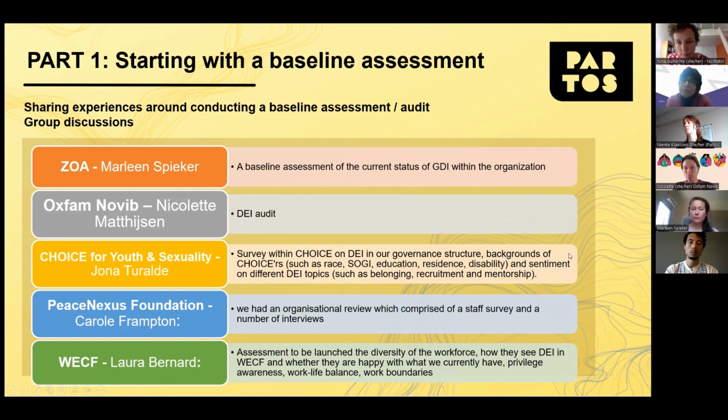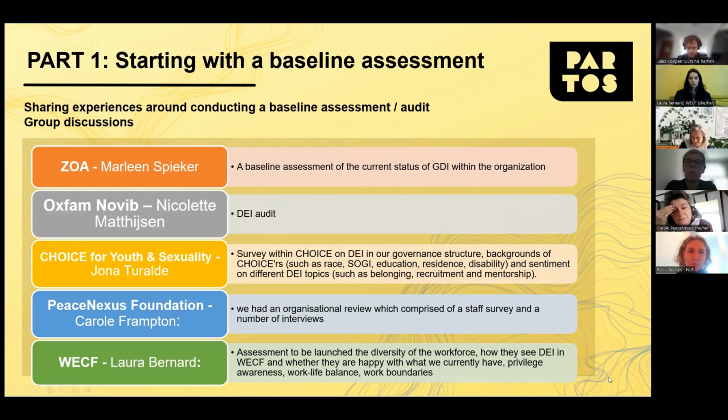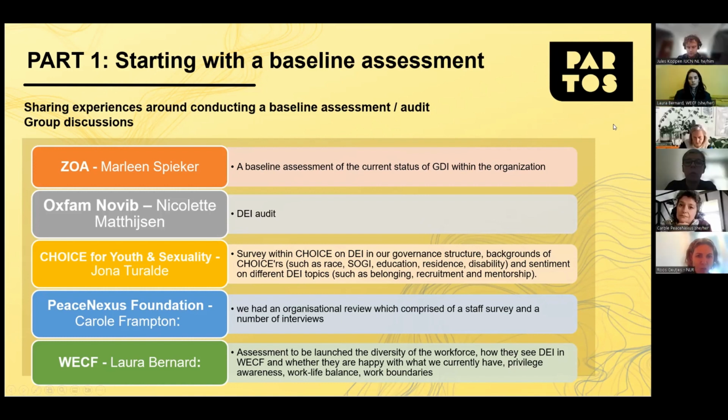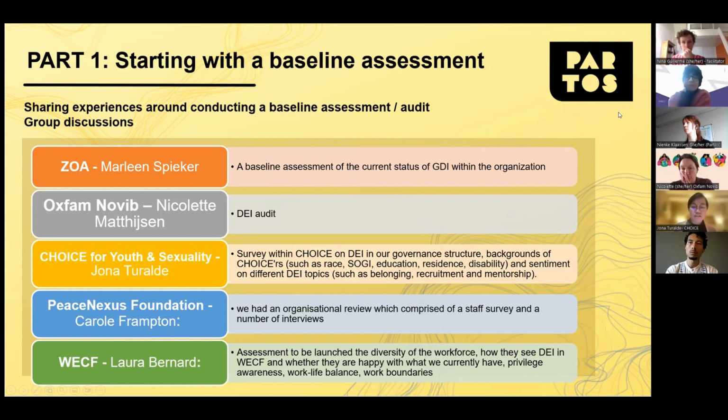So for Choice, we had initially an anti-racism working group, and then that branched out as a diversity, equity, inclusion working group. And then we hired a consultant to really have our initial DEI strategy, and that strategy talked about the ones listed here: a survey within Choice, our governance structure, and really understanding our goals within our DEI process. Thank you very much, Jona.